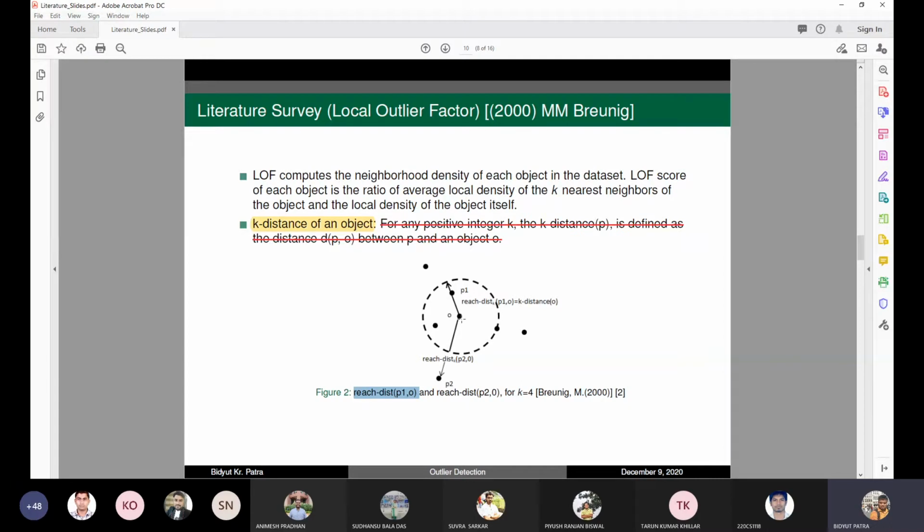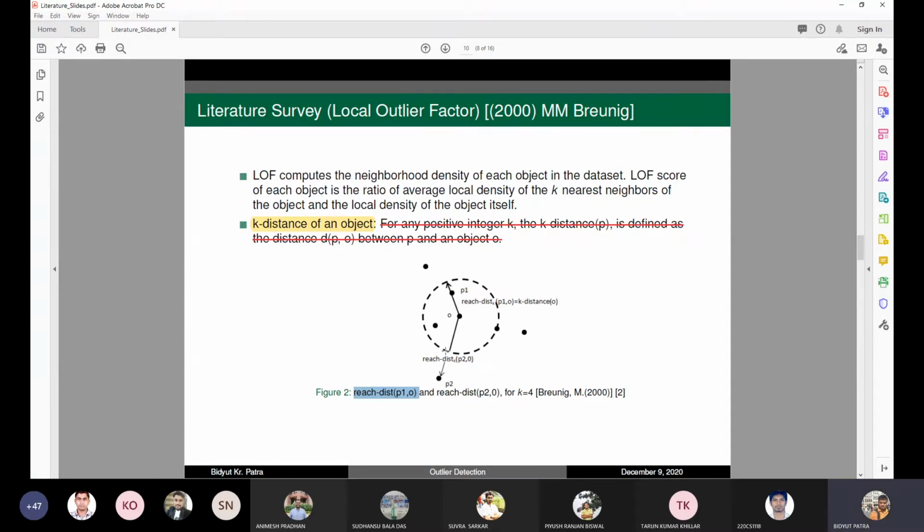In other words, if a point is within the periphery of the k nearest neighbors, that point's reach dist will be the kth distance. But if the point is outside, say for P2, the reach dist with respect to the point O will be the maximum of the k dist and the distance from the point O to the outside point. So for P2, you take the distance from this point to O and the k dist of the point O, whichever is the maximum. That is what is called reach dist.